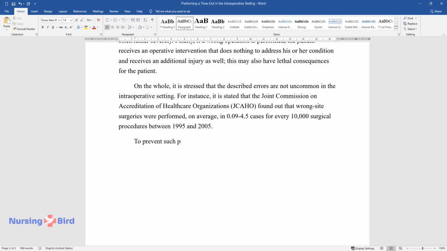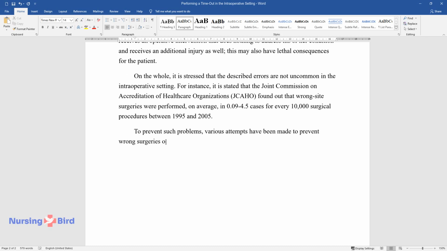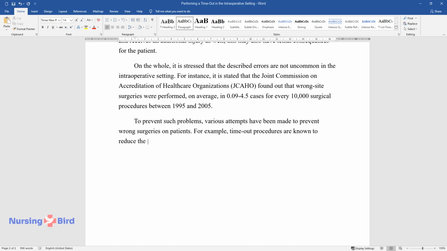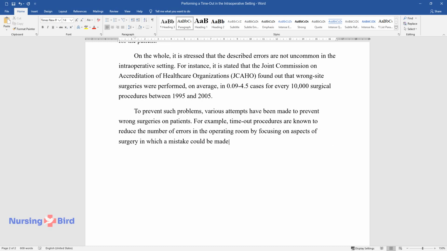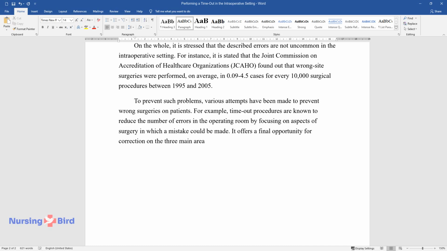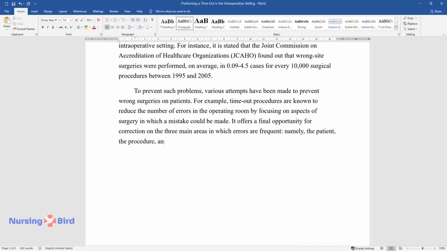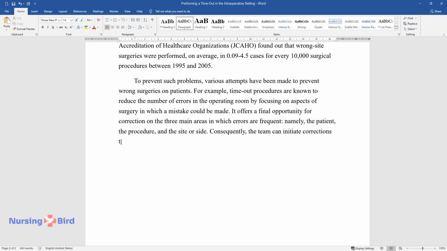To prevent such problems, various attempts have been made to prevent wrong surgeries on patients. For example, timeout procedures are known to reduce the number of errors in the operating room by focusing on aspects of surgery in which a mistake could be made. It offers a final opportunity for correction on the three main areas in which errors are frequent, namely, the patient, the procedure, and the site or side. Consequently, the team can initiate corrections to avoid such mistakes.